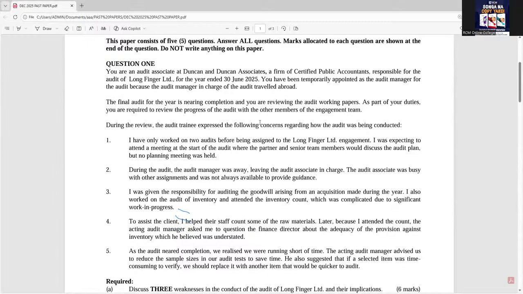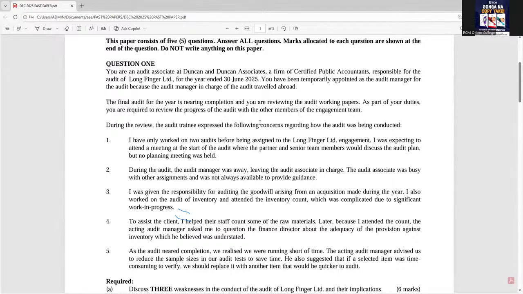It is saying you are the audit associate. You are an audit associate at Duncan and Duncan Associates, a firm of certified public accountants responsible for the audit of Long Finger Limited for the year ended 30th of June 2025. You have been temporarily appointed as the audit manager for the audit because the audit manager in charge of the audit traveled abroad. So you are an audit associate who has actually been given a responsibility to be like an audit manager.